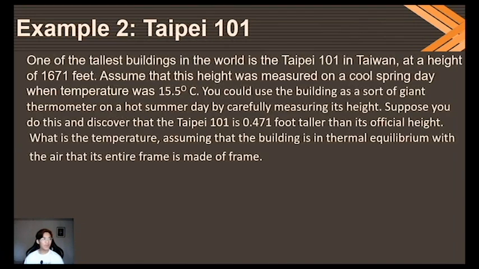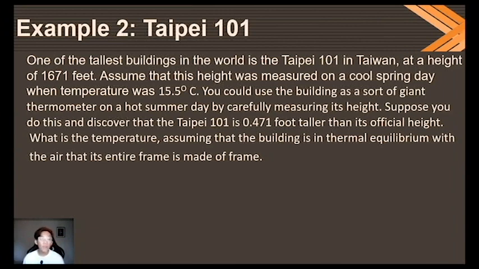Now, let's proceed to another example for you to really understand linear thermal expansion. Let's have example number 2, Taipei 101. One of the tallest buildings in the world is Taipei 101 in Taiwan at a height of 1,671 feet. Let's assume that this height was measured on a cool spring day when the temperature was 15.5 degrees Celsius. You could use the building as a sort of giant thermometer on a hot summer day by carefully measuring its height. Suppose you do this and discover that Taipei 101 is 0.471 foot taller than its official height. What is the temperature, assuming that the building is in thermal equilibrium with the air, and that its entire frame is made of steel?